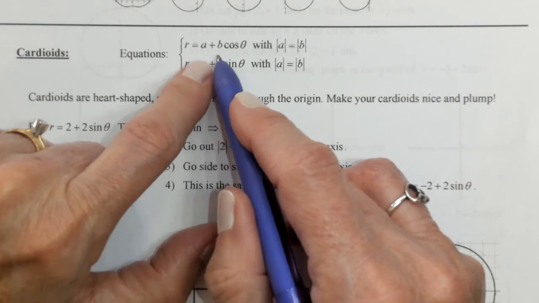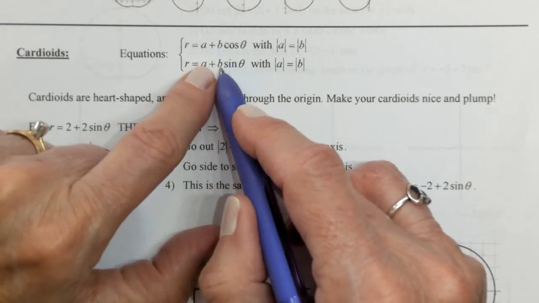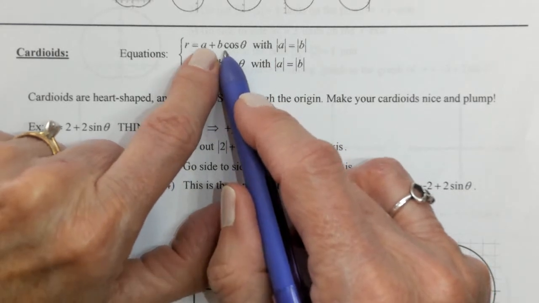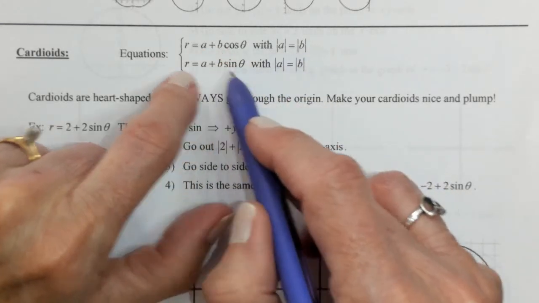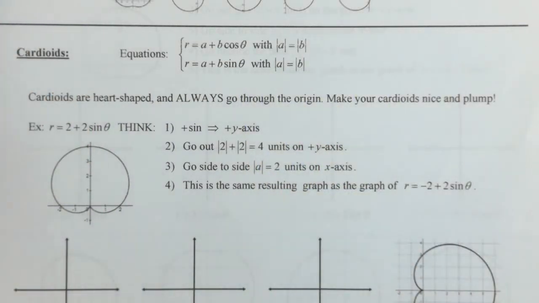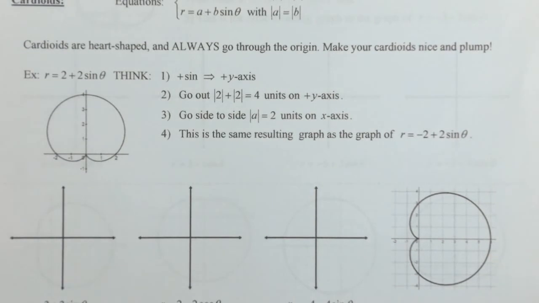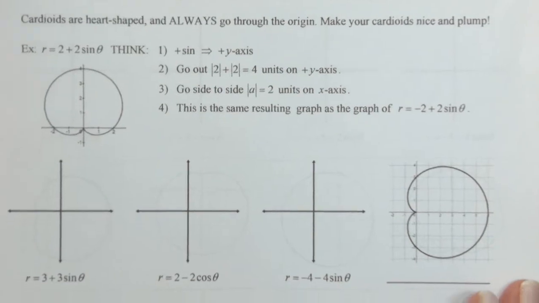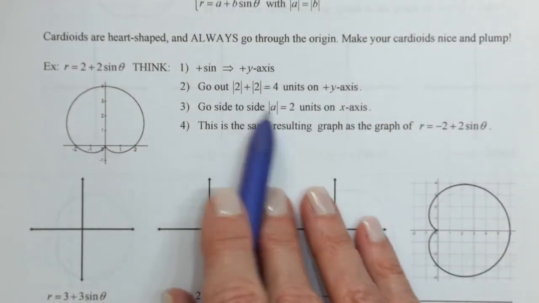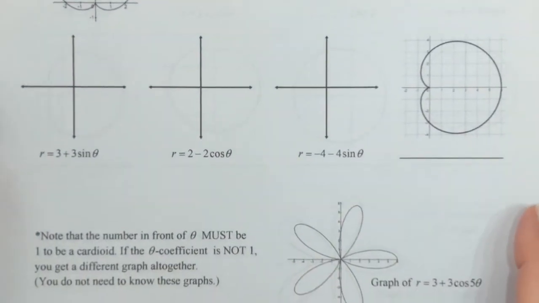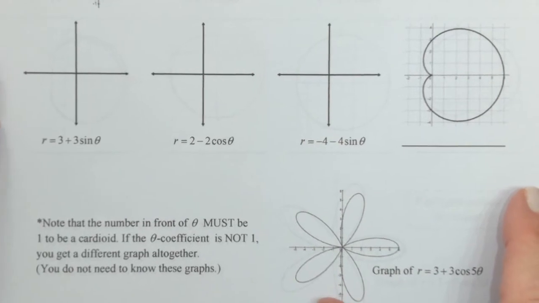For a cardioid, these two numbers are the same. Well, their absolute values are the same. They can be positive or negative, but if their absolute values are the same, you have a cardioid. Okay, cardioids are heart-shaped. Always go through the origin. Make your cardioids nice and plump. Okay, and I have this written just for those who want to read what I'm saying, but I'm just going to do this with some examples how to graph them.